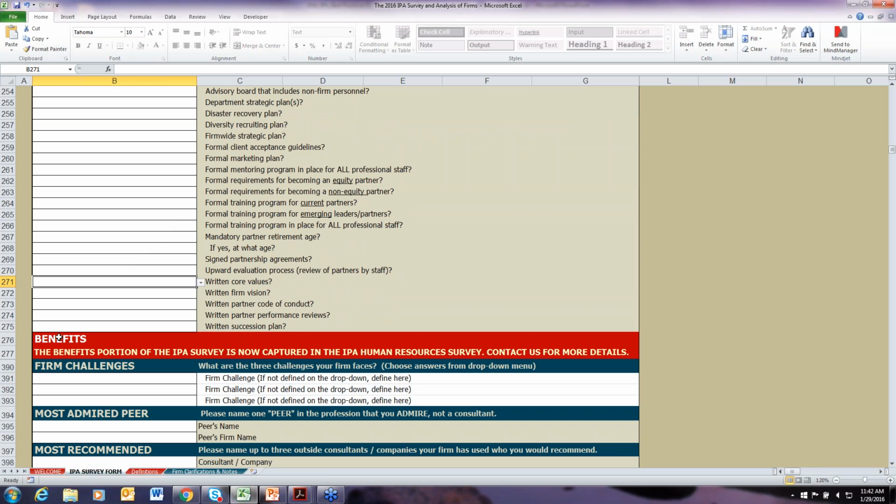In the past, we have had a section dealing with benefits, which we're referring to here on row 276 and 277.